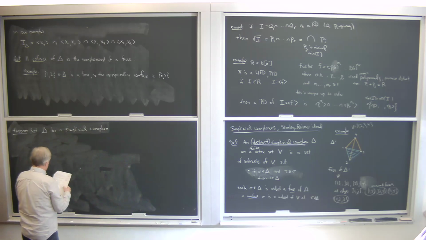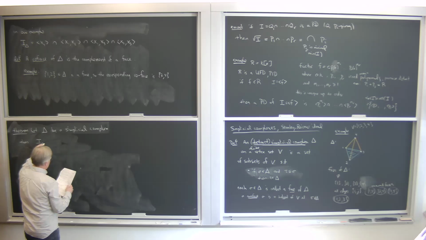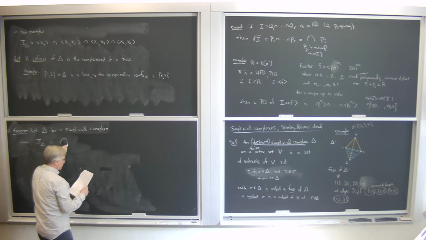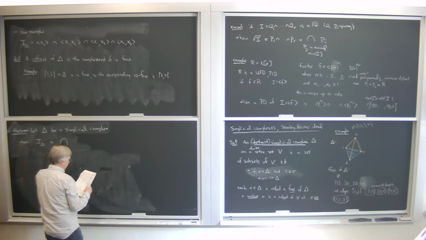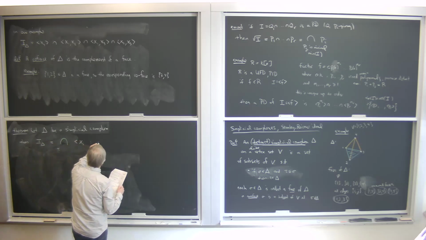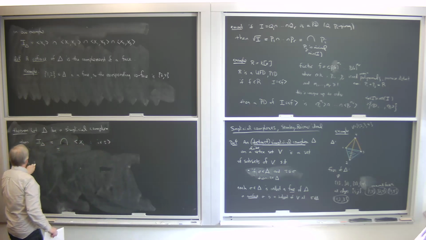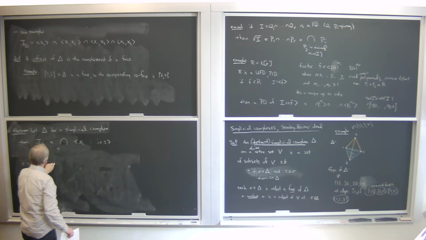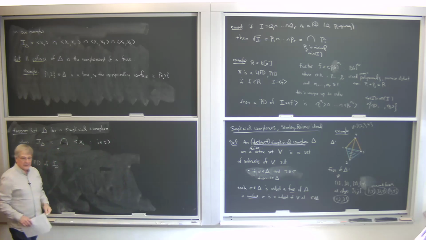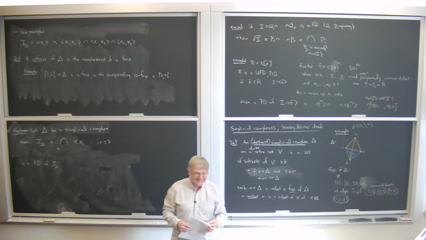So here what I want to say is that I delta is equal to the intersection over some sets tau, which I'm not going to say anything about yet, of the set xi such that i is in tau. This is a primary decomposition of I delta. Now the question is, what subsets tau do we take?